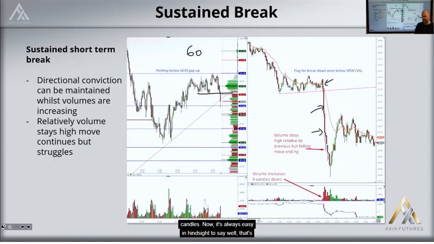Now it's always easy in hindsight to say, well, that's where you should get out, but you don't know on the next candle whether the volume's going to continue to rise. So realistically, you are going to be staying in as you start to get this candle with a much larger wick coming in.